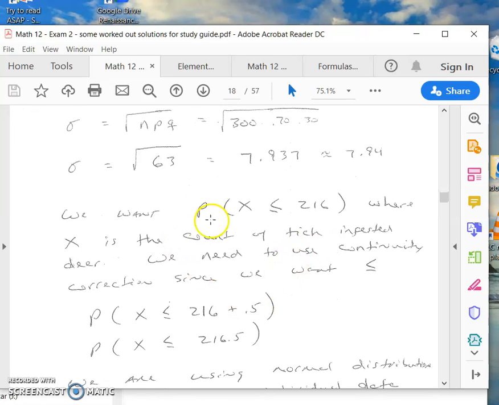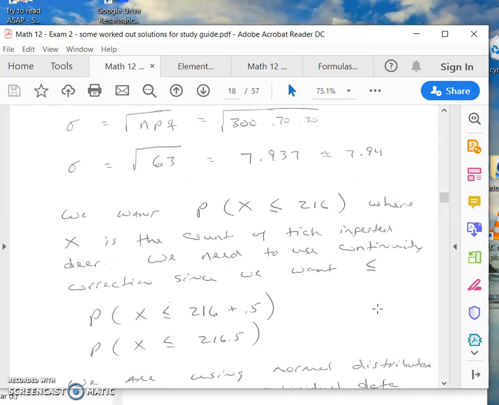Okay, so what we want is the probability of getting X. Now, X is the count. How many of these deer are infected? Is it 1? Is it 2? Is it 3? Is it 187? What is it? So the probability that X is less than or equal to 216. That's what we're looking for.